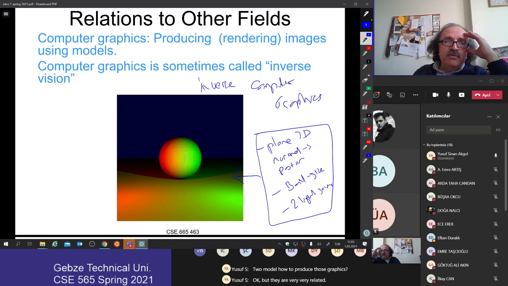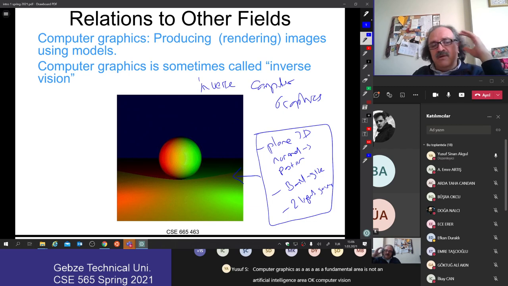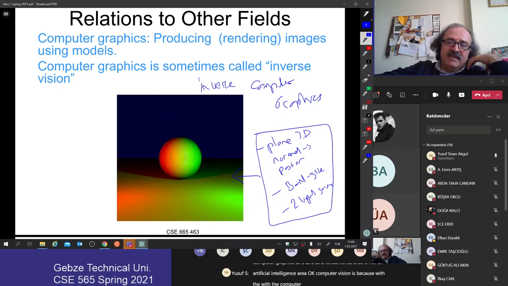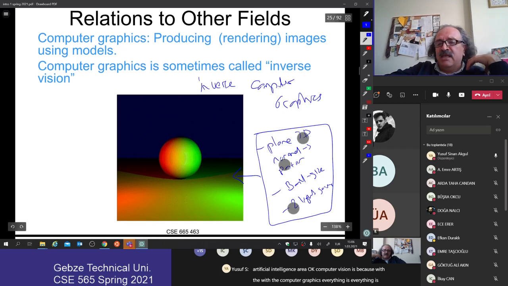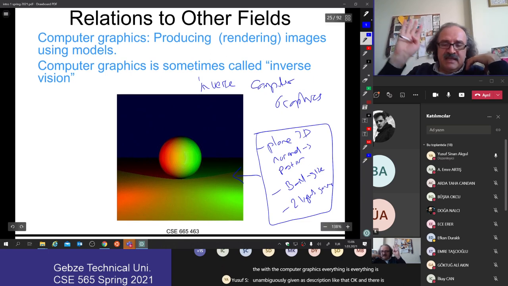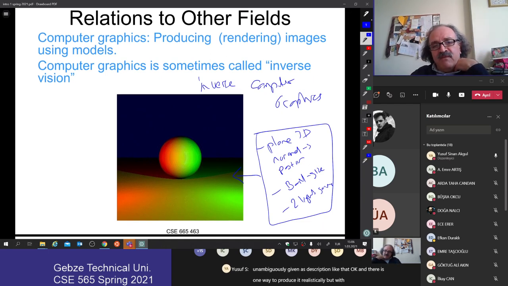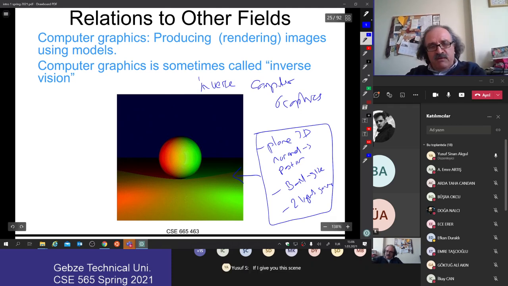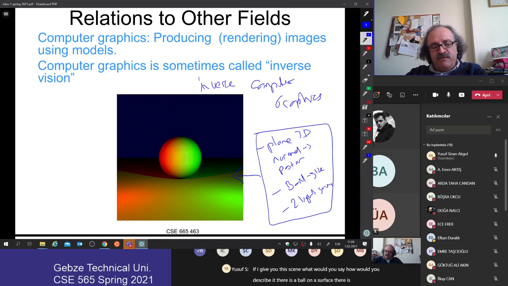But computer graphics as a fundamental area is not an artificial intelligence area. Computer vision is, because with computer graphics everything is unambiguously given as a description like that, and there is one way to produce it realistically. But with computer vision, it is difficult to interpret these kinds of scenes. If I give you this scene, what would you say? How would you describe it? There is a ball on a surface, right?